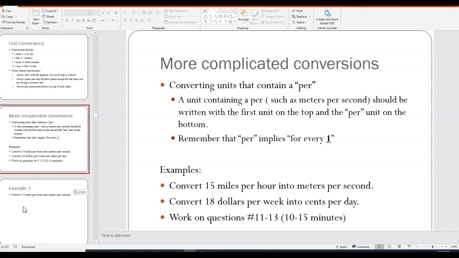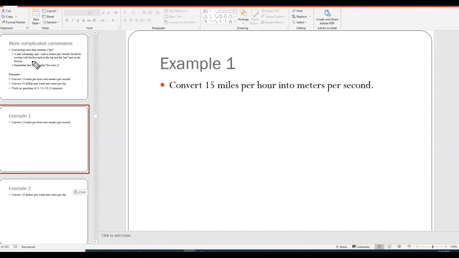So example 1. Okay, we're going to start with example 1. It says convert 15 miles per hour into meters per second. Now, like any unit conversion problem, you always want to start with what you're given. But what I'm given has a per. So the way I write that is as 15 miles. Miles go on top. And if there's a per, that means per hour, so hour goes on the bottom. So I start with my given, and I set it up just like this: miles on the top, hours on the bottom. That gives me miles per hour.